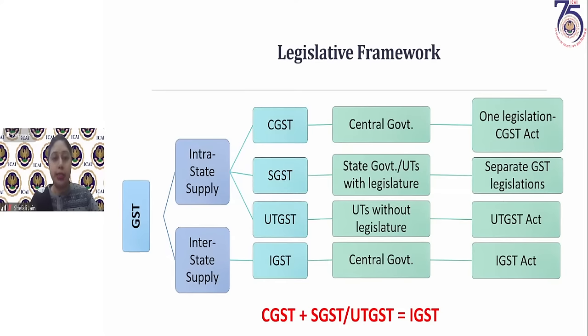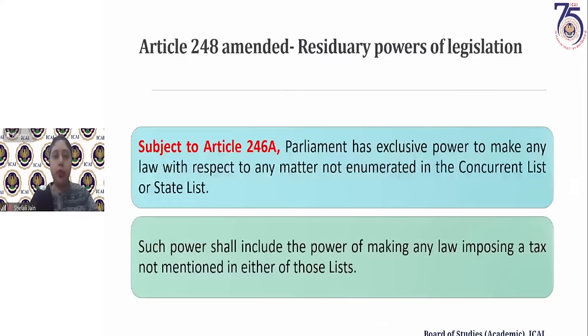So, hope this is clear to you, which authority or which particular union or state is levying the particular tax, and which is the legislation governing this particular tax. CGST is governed by one legislation, CGST Act. UTGST, again one legislation, UTGST Act. IGST is governed by IGST Act. And SGST is governed by different state legislations. So separate GST legislations are there for every state, and that is governing SGST Act. Hope this is clear to you, because now we'll move further to the constitutional provisions.